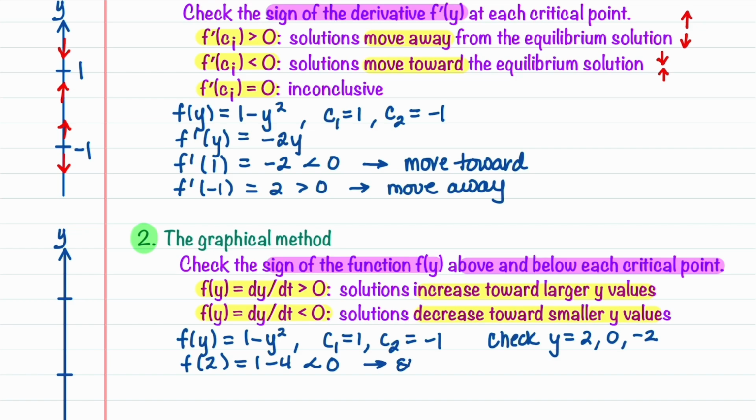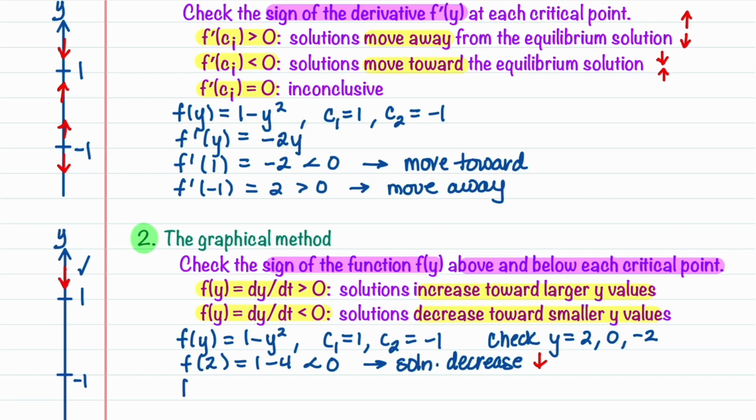So our solutions decrease. And we're going to indicate that with an arrow going down. Let's go over here to our phase line, and let's put that in. Our critical points are 1 and -1, and we're in this region right here above y is equal to 1. And we saw that the solutions decrease, so our arrow is going to go down.